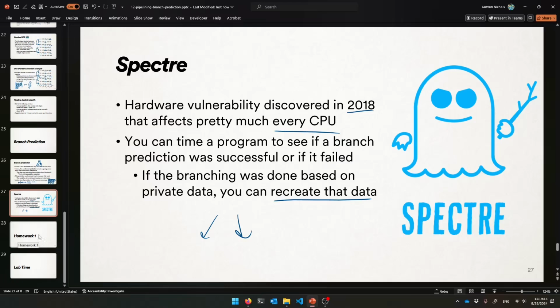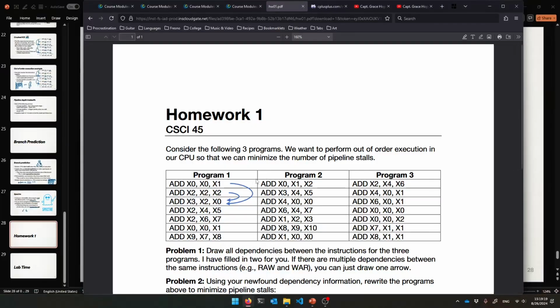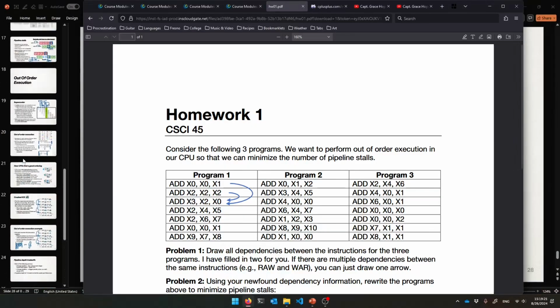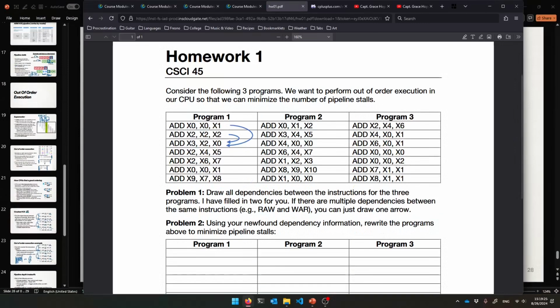All right. And so yeah, I think the last thing I want to tell you is about your next homework. Let's release that. Pay attention to that due date. But here it is. It's about out of order execution and superscalarness. All right. So here are 3 programs. Just doing a bunch of add instructions, why not? All right, so for each of these programs, pretend they're separate programs, we'd like to perform out-of-order execution on our CPU to minimize the number of pipeline stalls, all right?